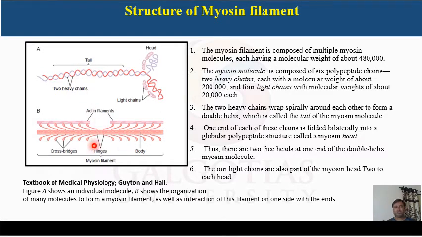Figure B shows the structure of the myosin filament. These myosin molecules form the myosin filament. The tails of the myosin molecules form the body of the myosin filament, while the head regions form the cross bridges and hinge region of the myosin filament.